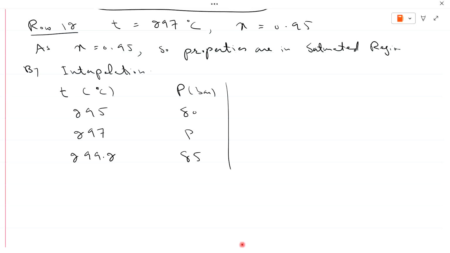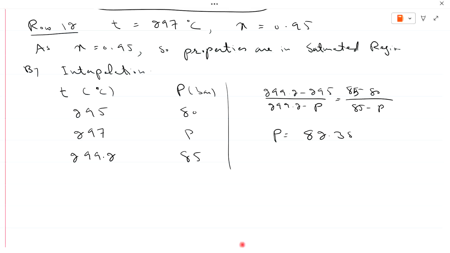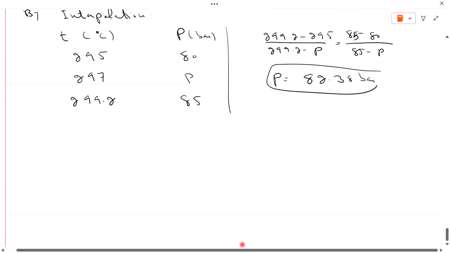Third minus first divided by third minus second is equal to 85 minus 80, third minus first, divided by third minus second. Third minus second, second is the unknown P. So rearrange this equation and find pressure, which is equal to 82.38 bar. So pressure is 82.38 bar. Now we find specific volume.